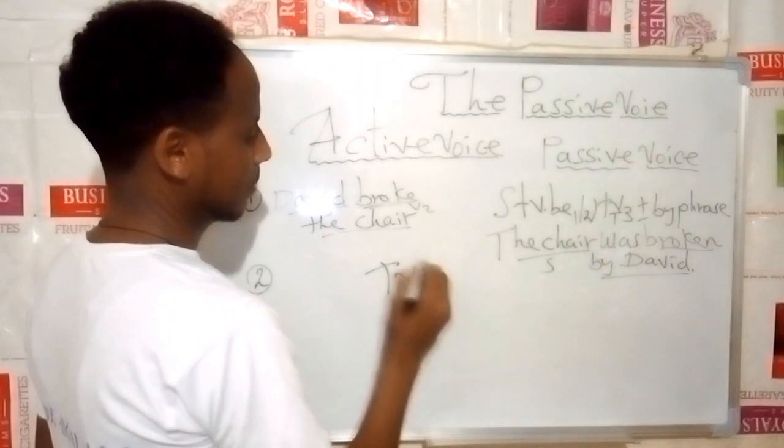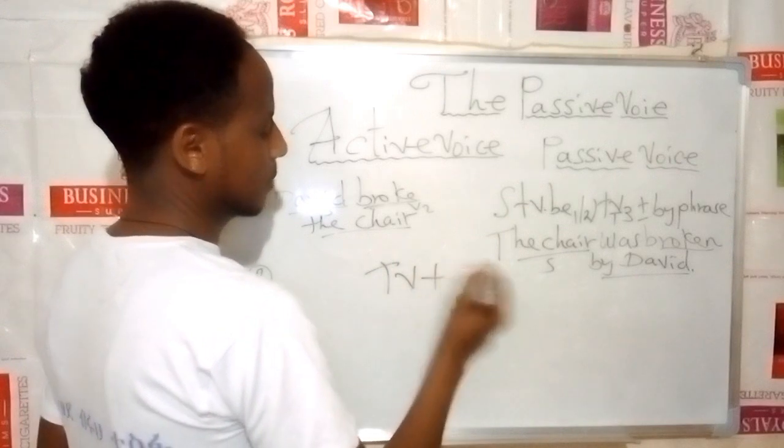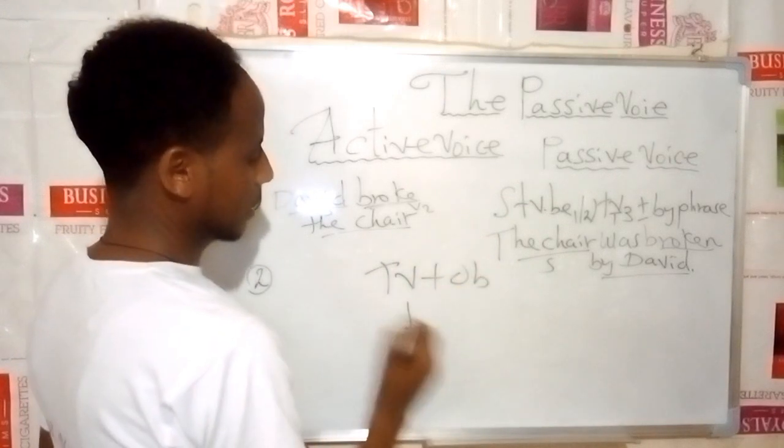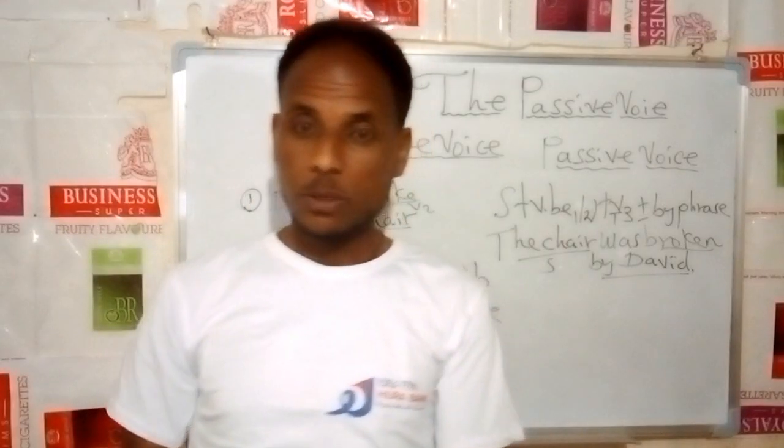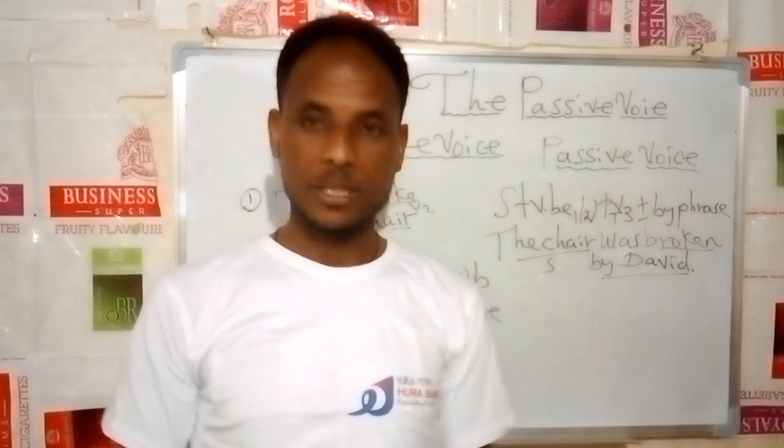A verb is transitive because it can transfer from the subject to the object.